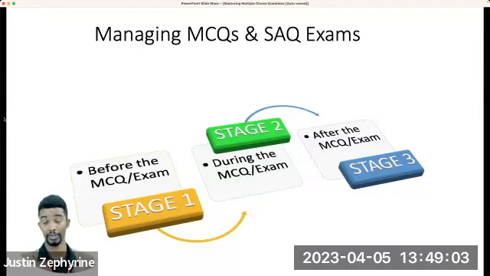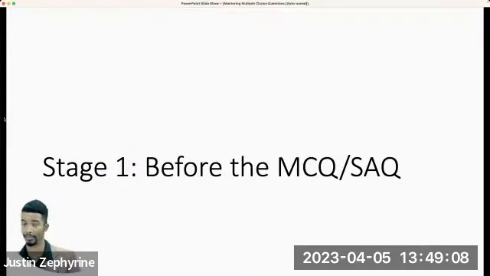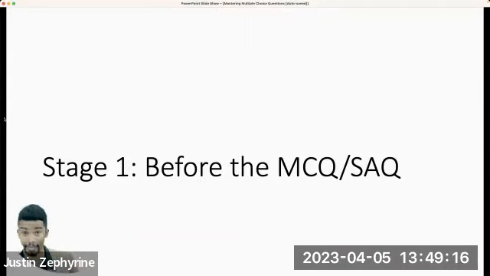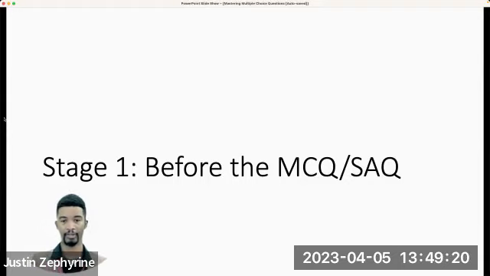You have three phases or stages in preparing for your exams, whether it's multiple choice, short answer, true or false, or a traditional essay question, whether it's online or face-to-face as well, all right? So we want to really help you in that regard. So we broke it down into those three stages.